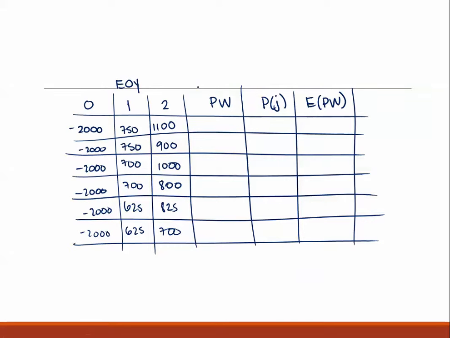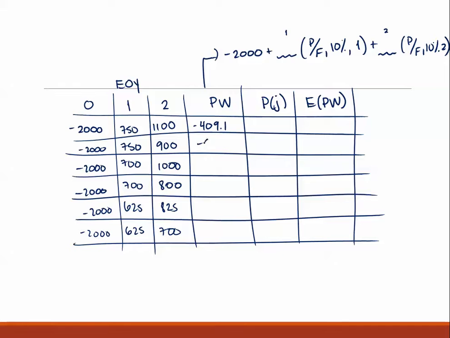Now I can calculate a regular present worth, which will be my negative 2,000 plus the year 1 number times P given F, 10%, one period, plus the year 2 number times P given F, 10%, 2 years. So this present worth gives me the following numbers: negative 409.1, negative 574.4, negative 537.2, negative 702.5, negative 750, and negative 853. So they all are negative, but at least the first one is clearly the least negative of them.